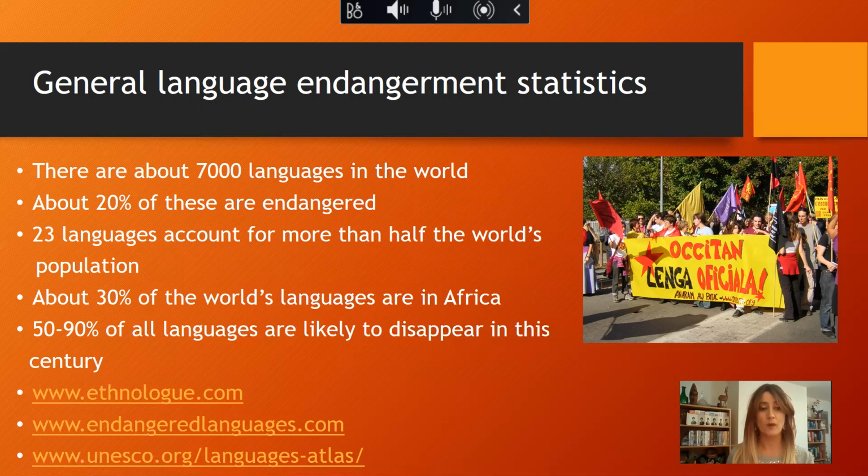There are 3 websites which are very interesting for finding out about this. There should be a little handout accompanying this presentation, and I have put those on the handout for you. Ethnologue is a bit tricky. I think you're allowed 5 free visits.